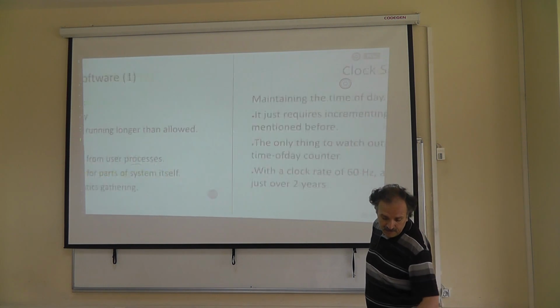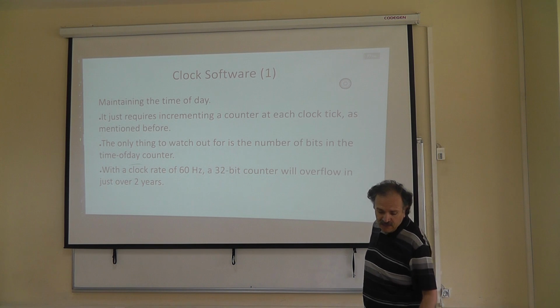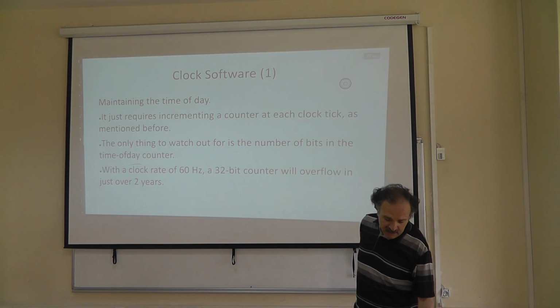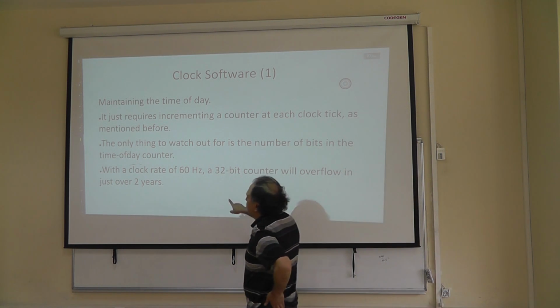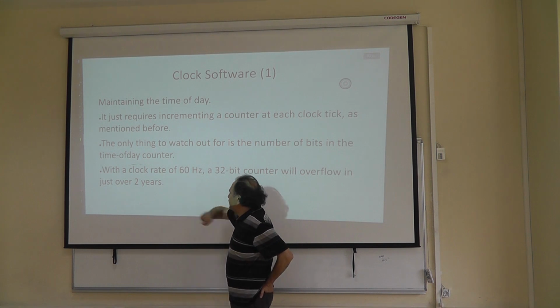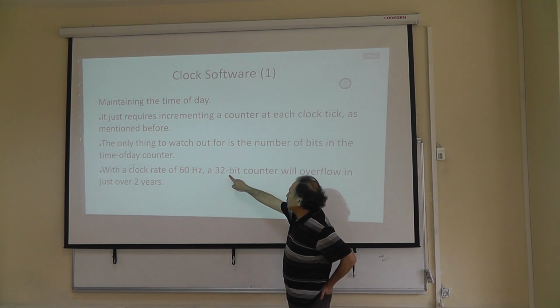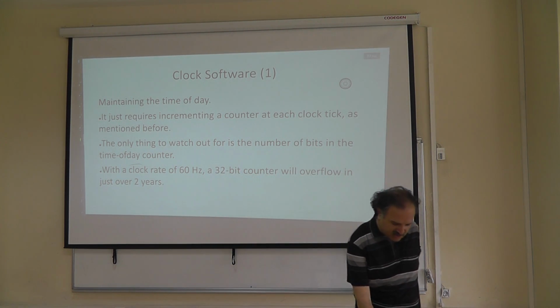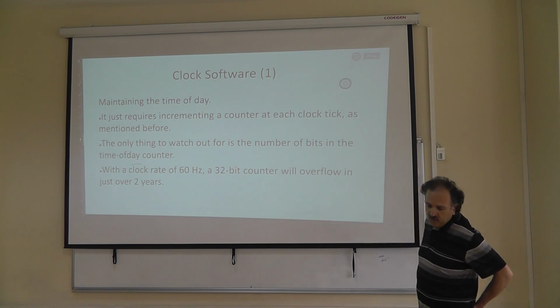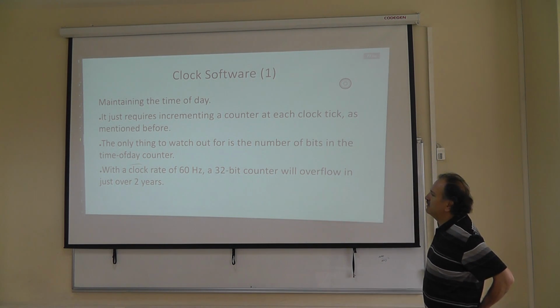a second. So when you keep the time of the day as an operating system, you have a special counter. If you keep counting each clock tick, you need some space. With a clock rate of 60 Hertz, that means you have 60 interrupts happening every second. A 32-bit counter will overflow in 2 years. So if you keep your time of the day and the date, a 32-bit counter will not be enough. It will be just over 2 years.